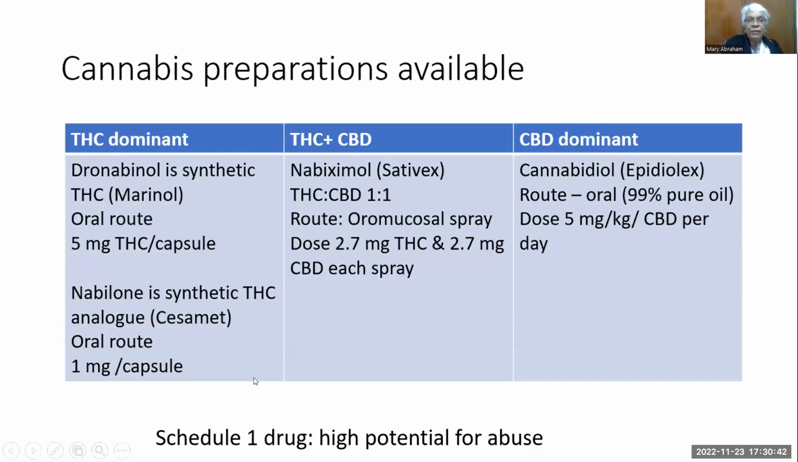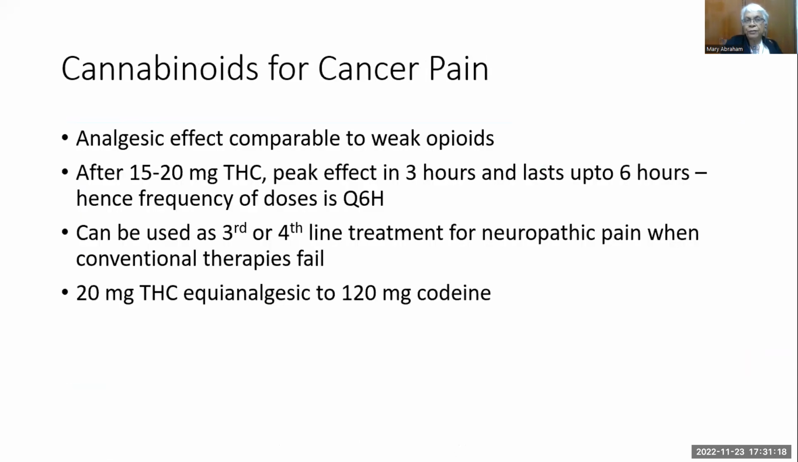Now, if you look at some of the preparations that are available, the THC dominant ones are dronabinol, which is a synthetic THC, and nabilone. And the CBD dominant one available is the CBD oil, which is 99% pure oil, and the dose is given over here. And then you have the combination of the two, which I mentioned earlier, nabiximols, which is a 1:1 ratio of THC and CBD, and it's available as an oromucosal spray. But remember, these are also Schedule 1 drugs with a high potential for abuse.